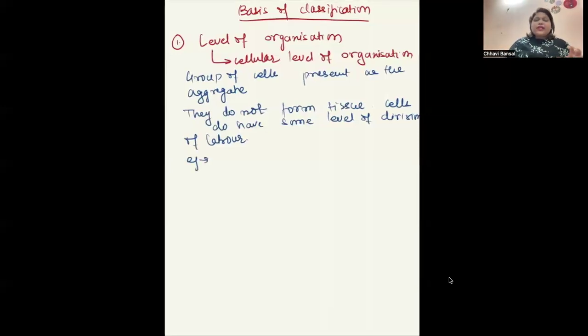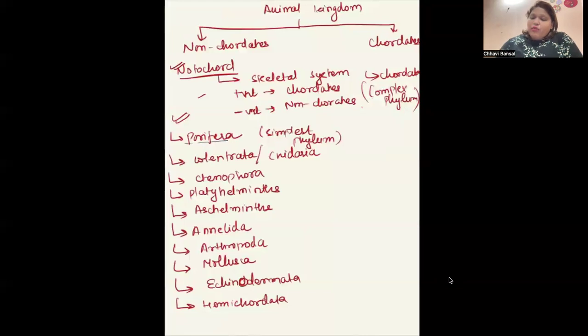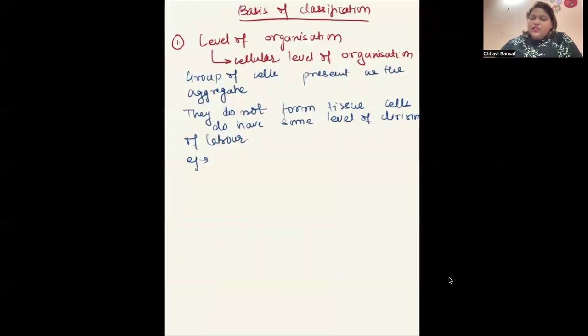See, this is the simplest level of organization, and it should be present in the simplest phylum. And which is the simplest phylum? Porifera. So this level of organization is present in Porifera. Fine. Is it clear? Next is tissue level of organization.